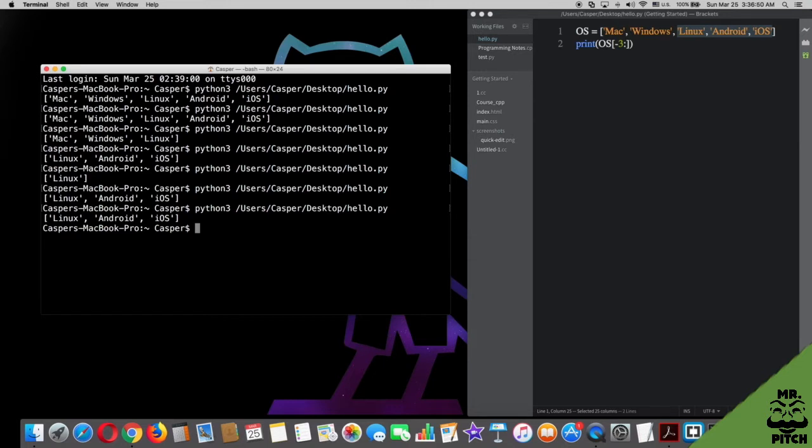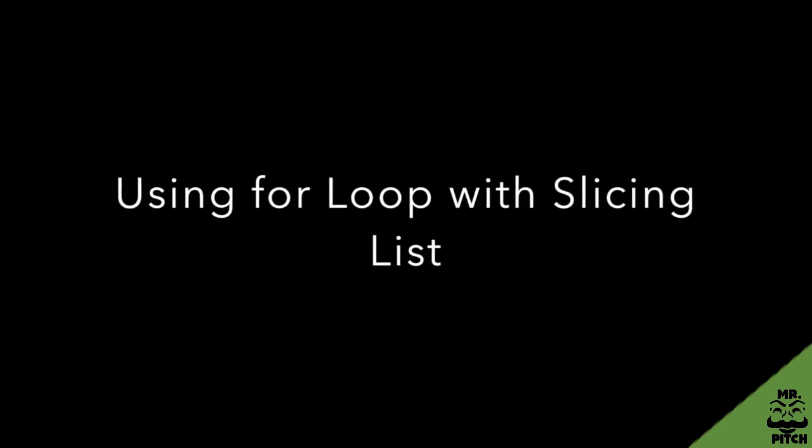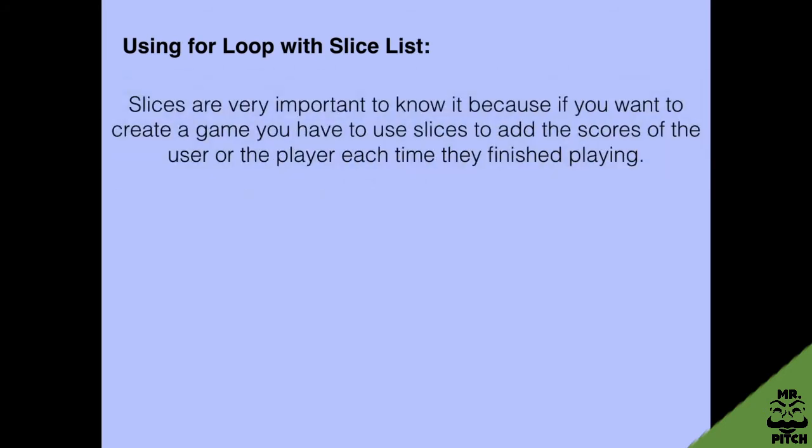Using for loop with slicing list. Slices are very important to know because if you want to create a game, you have to use slices to add the scores of the user or the player each time they finished playing. Let's see how.